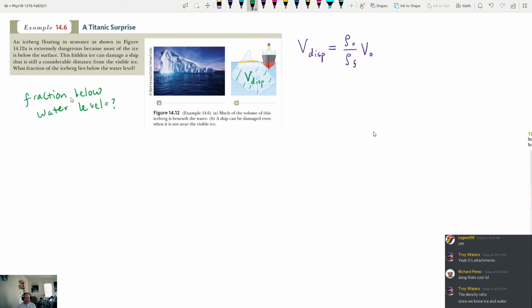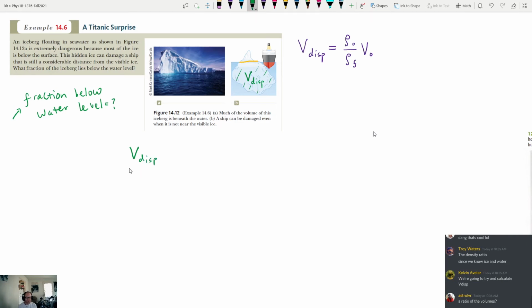But my question is, when you read these words, fraction below the water level, how do I turn that into a usable piece of information? You know what I mean? How do I turn that into a mathematical statement of what we're calculating? What are we calculating in terms of these variables when we say fraction below water level? We're going to try to calculate the volume displaced. Yeah, but it's a fraction, right? So it's the volume displaced over what? It's the ratio of the volumes.